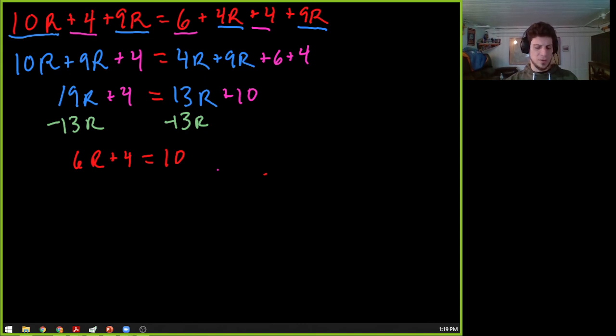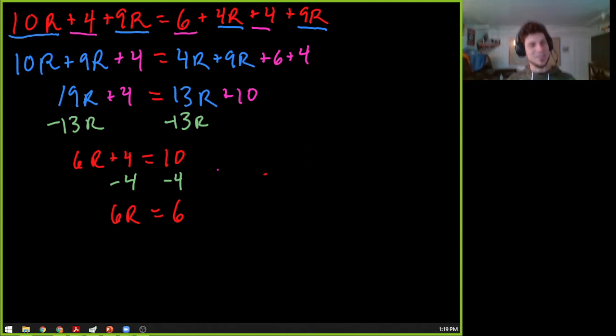Let's get those r's by themselves. So I can subtract 4 from both sides to get rid of that positive 4. So then I am left with 6r plus 0. Don't need to write the 0 because it does not matter. 10 minus 4 is 6. We are left with 6 times a number r equals 6.